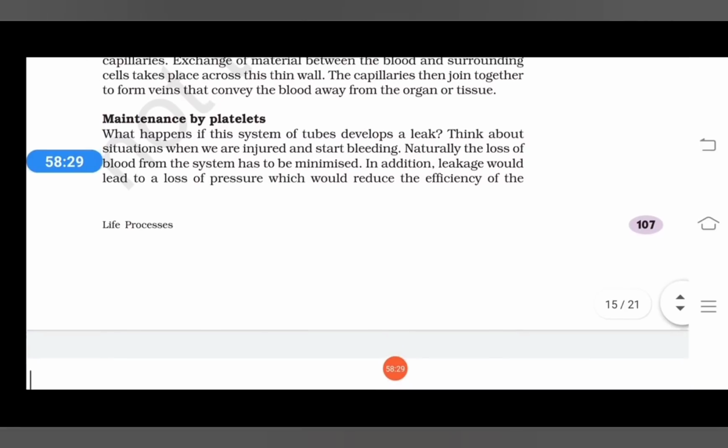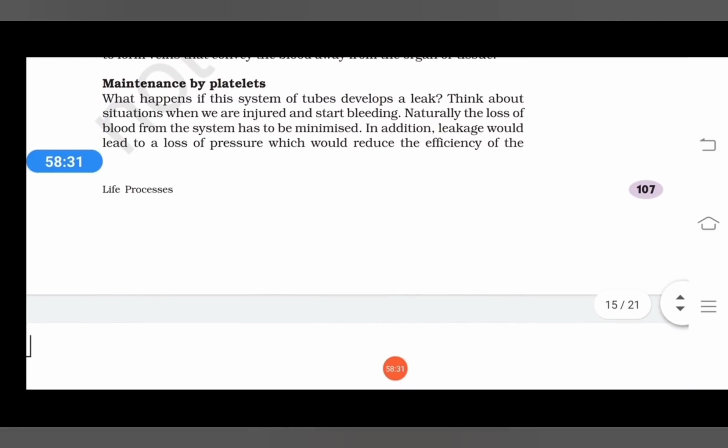Now, what is the role of platelets? What happens if the system of tubes develops a leak? Suppose somebody pricks your hand and your blood starts flowing. So think about the situation when we are injured and start bleeding.